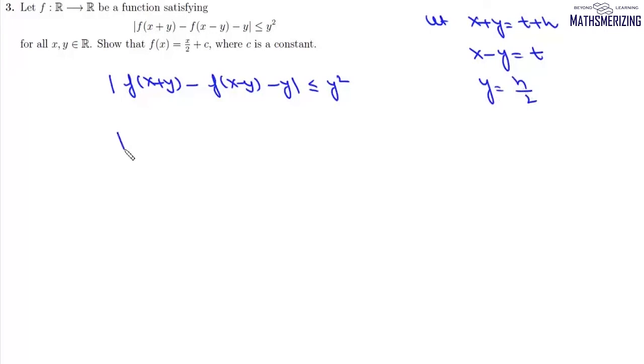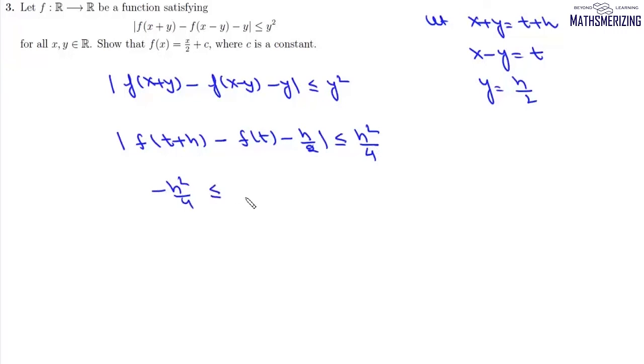So we can write this as mod of f(t+h) minus f(t minus h by 2), and it will be less than or equal to h square by 4. Now, mod x is less than a, then x lies between minus a and plus a. So we can write minus h square by 4 less than or equal to f(t+h) minus f(t minus h by 2), and it will be less than or equal to h square by 4.